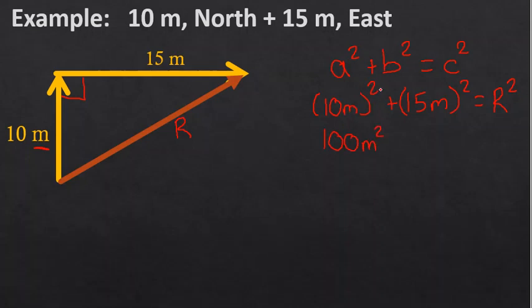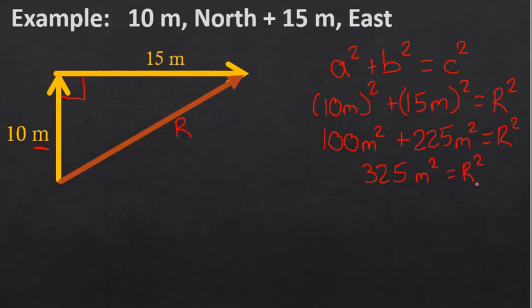Turns out those units also need to be squared because we have 10 meters times 10 meters. Those units will be meters times meters. Plus 15 meters squared gives us 225, again, meters squared. Don't forget your units, equal to r squared. Now I can add these together. 100 meters squared plus 225 meters squared is going to give us 325 meters squared, equal to our resultant squared.